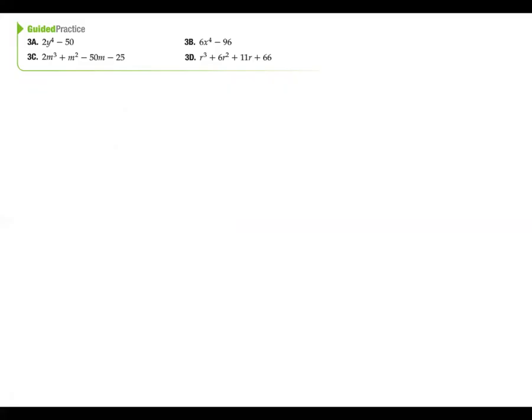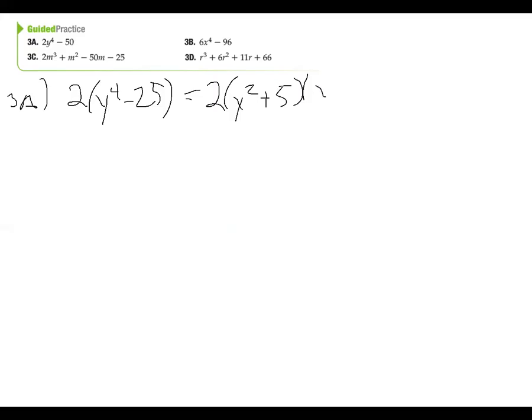Okay, we're back. 3a. Let's take out a 2 first, and you get y to the 4th minus 25, which is going to be a difference of squares. Y to the 4th is y squared squared, and 25 is 5 squared, so it'd be y squared plus 5 and y squared minus 5. Now, the y squared minus 5 is not a difference of squares because 5 is not a perfect square, so we're done.